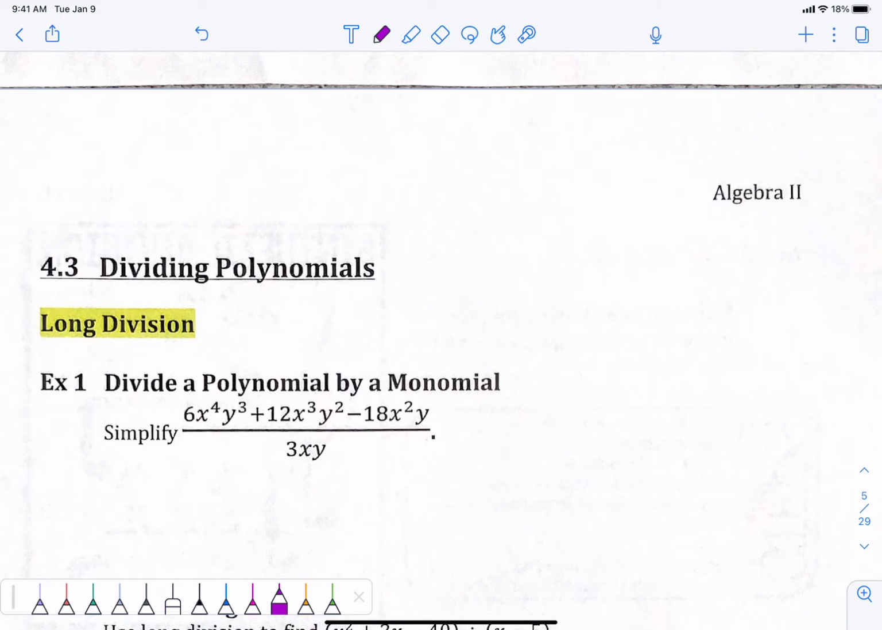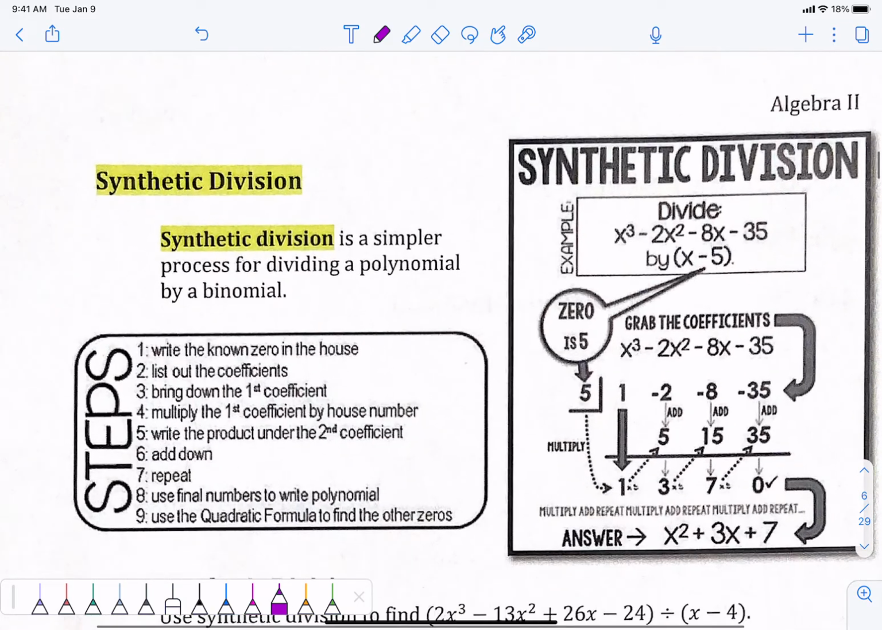This is section 4.3, which is dividing, and there's two different ways to divide. The first page, or the front side of this, has long division. We're going to talk about long division here in a bit. And then on the back side is something called synthetic division, okay? You are going to like synthetic division. You're not going to like long division. I'm just going to forewarn you that long division is more unpleasant.